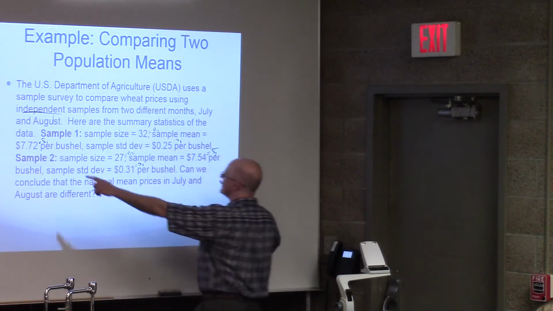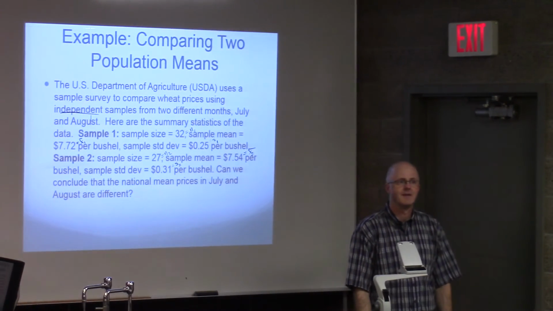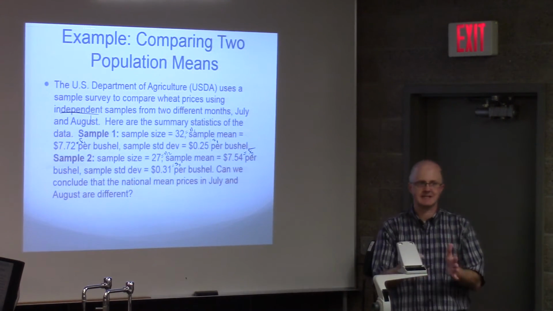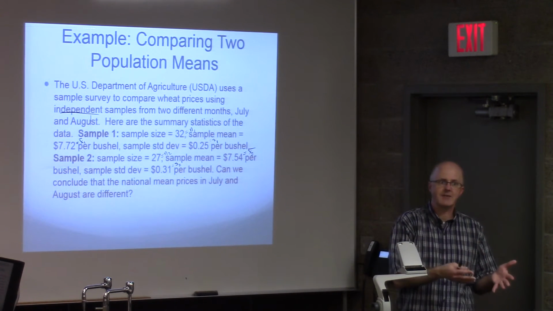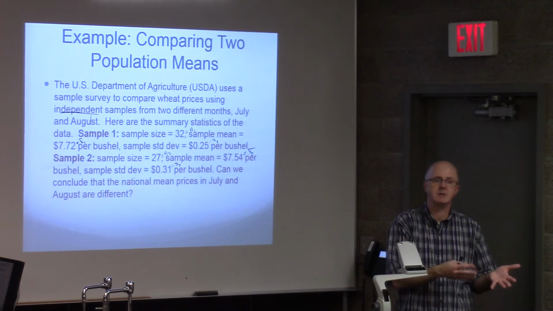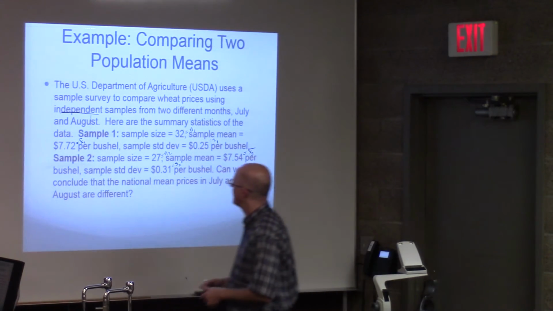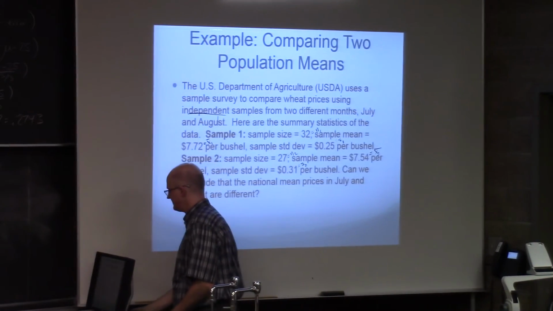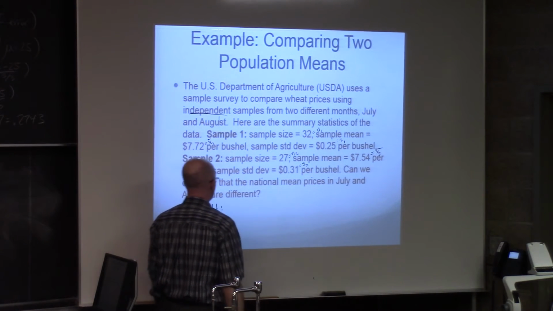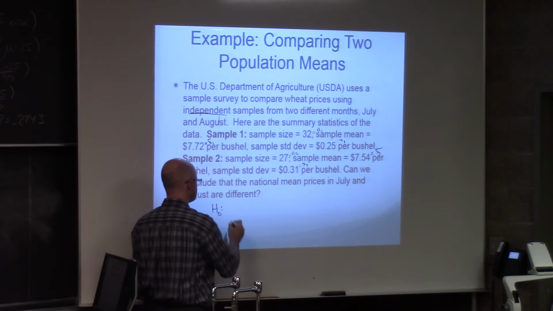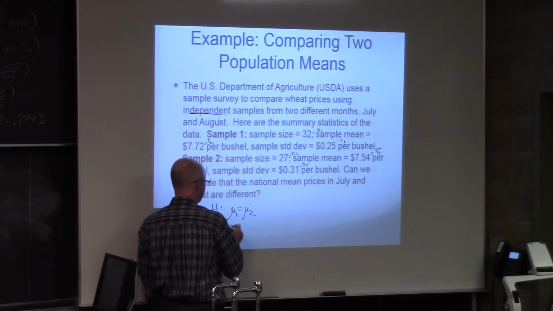x1 bar is certainly different from x2 bar, as to be expected. But is that difference statistically significant? Is it enough to give us strong evidence against the null hypothesis that mu1 and mu2 are equal? And that would be the null versus the alternative hypothesis. Is mu1 equal to mu2 or not?